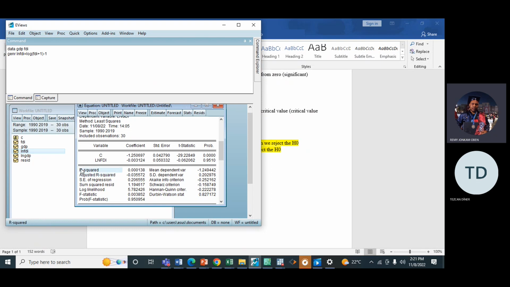What is this R squared? I will not write it out. I'm mentioning it, so if you listen to the video, you can write it down. This R squared is actually the coefficient of determination. It shows you the explanatory power of your model. What do I mean by that?